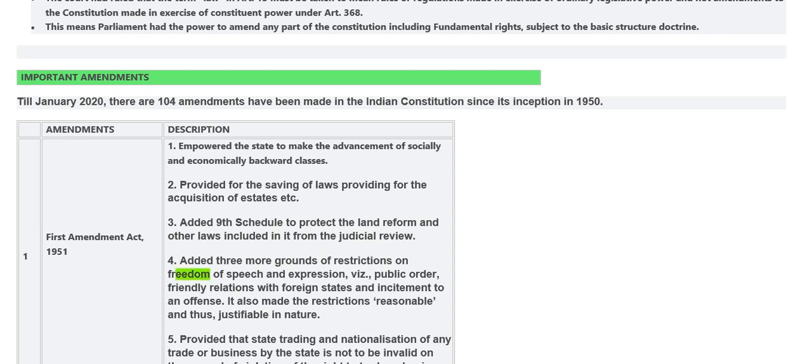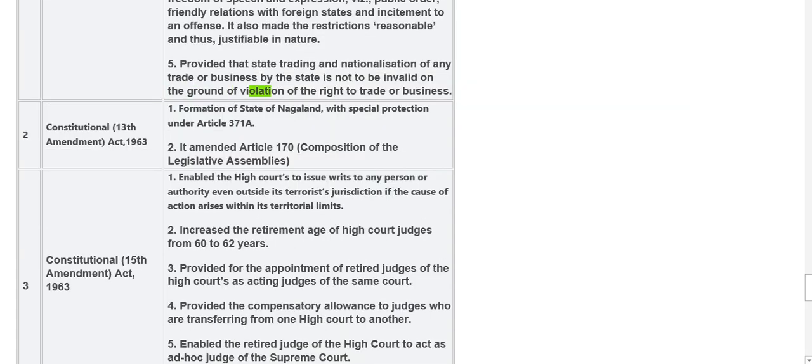4. Added 3 more grounds of restrictions on freedom of speech and expression, viz., public order, friendly relations with foreign states and incitement to an offense. It also made the restrictions reasonable and thus justiciable in nature. 5. Provided that state trading and nationalization of any trade or business by the state is not to be invalid on the ground of violation of the right to trade or business.